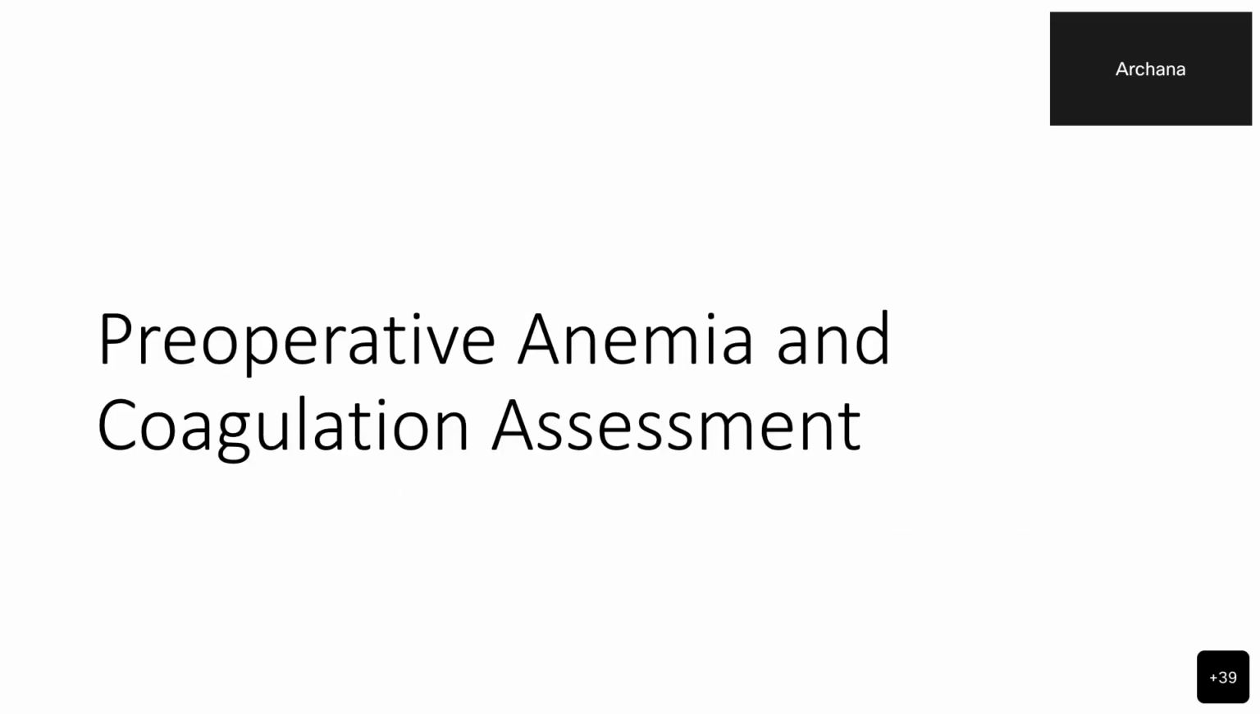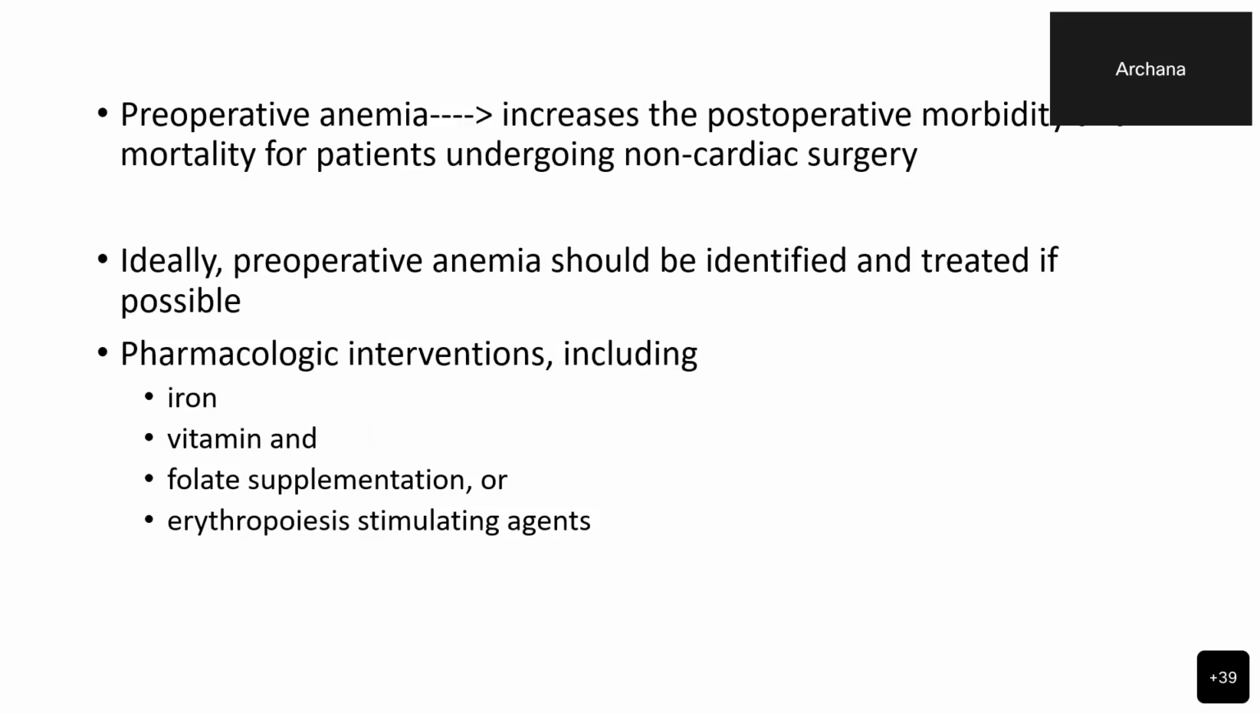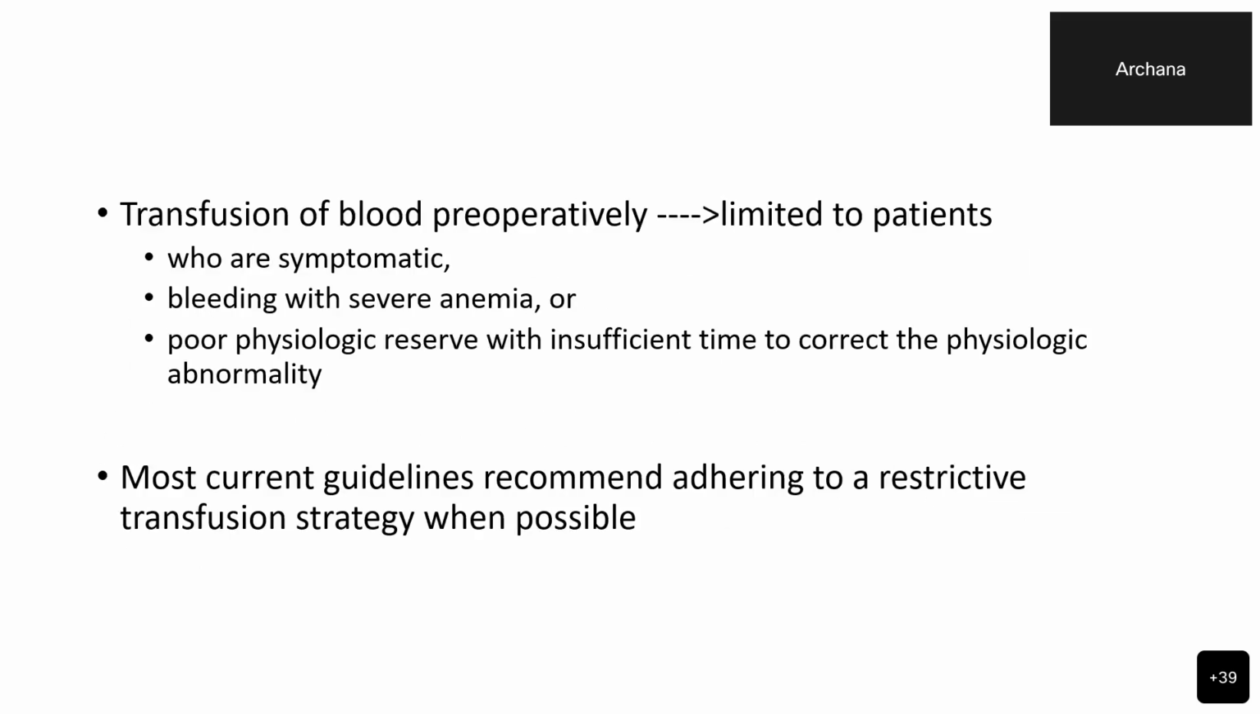Coming to anemia and coagulation assessment, anemia increases postoperative morbidity and mortality. Ideally, pre-op anemia should be identified and treated if possible. Pharmacological interventions are iron supplements, vitamin and folate supplementation, and erythropoiesis stimulating agents. Transfusion of blood preoperatively is limited to patients who are symptomatic or bleeding with severe anemia or poor physiological reserve, with insufficient time to correct the physiological abnormality. Most current guidelines recommend adhering to a restrictive transfusion strategy when possible.